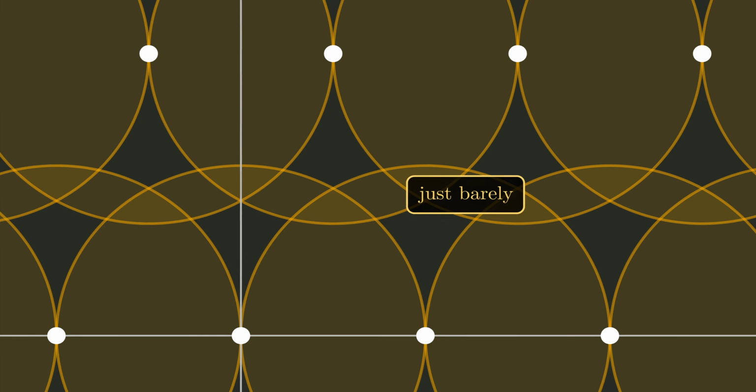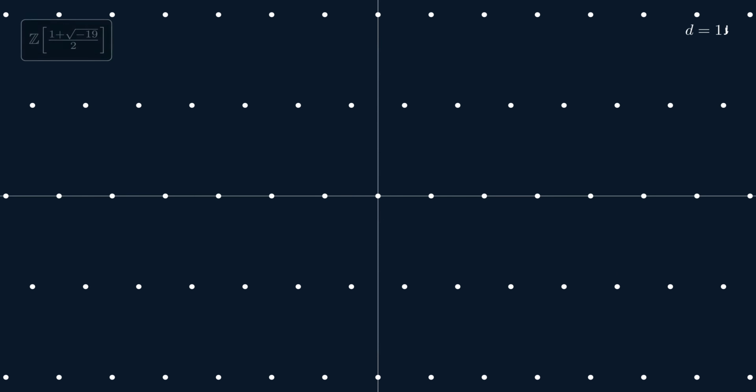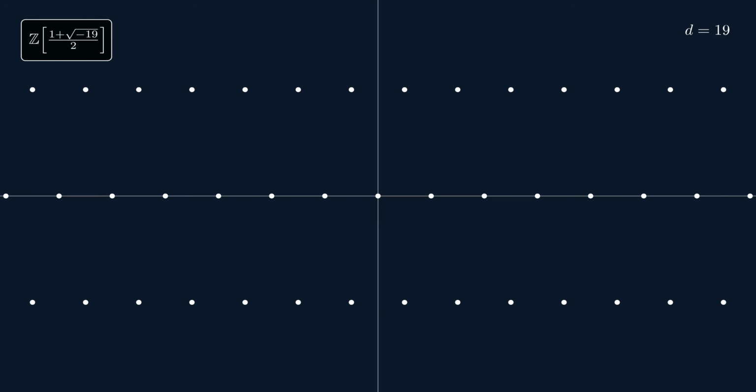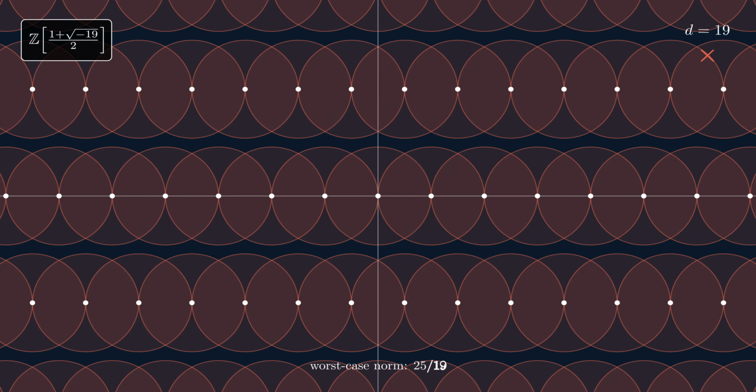Let's look how thin the overlapping is. One step further and it might break. And now finally at d equals 19, it breaks. The parallelogram is too wide. The circles cannot reach and gaps appear.